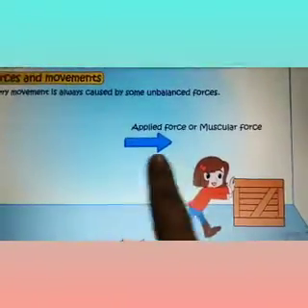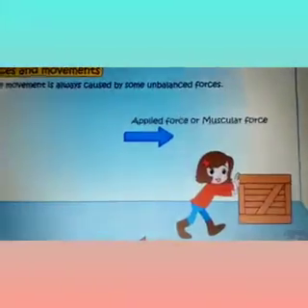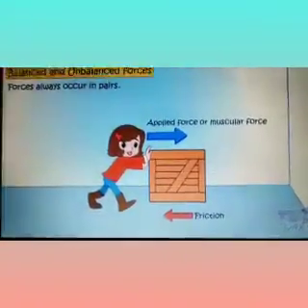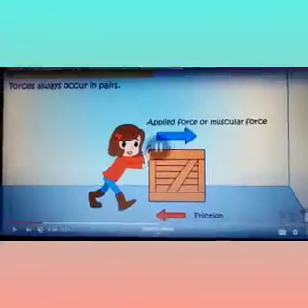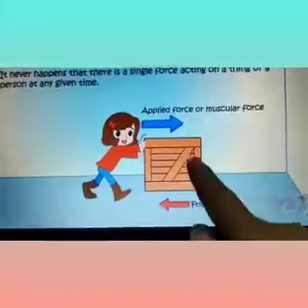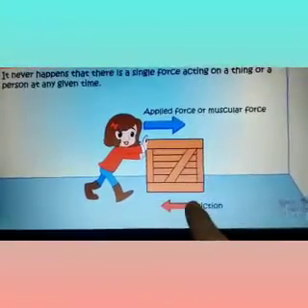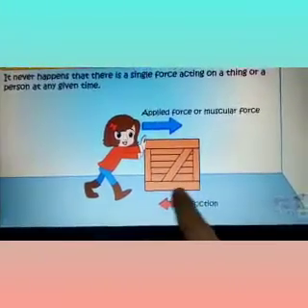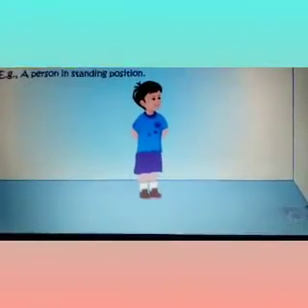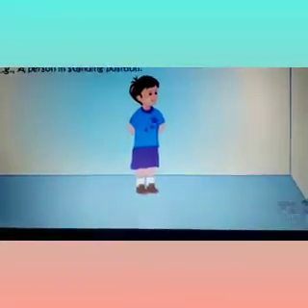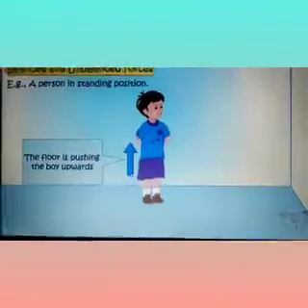Now she's applying force. So this blue arrow is going to tell you that she has applied force. Okay. Now see, we learned about friction. So friction works here because the object is rubbing against the floor. So there is a friction here. And that was her force that she was applying. So now if a person is standing, okay, now what is happening?